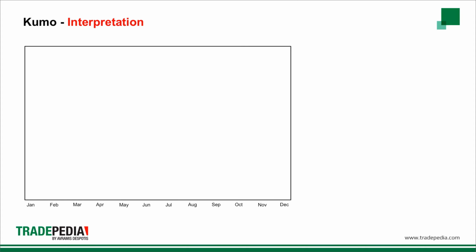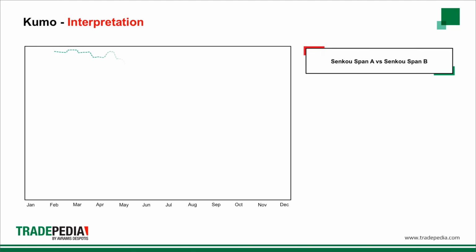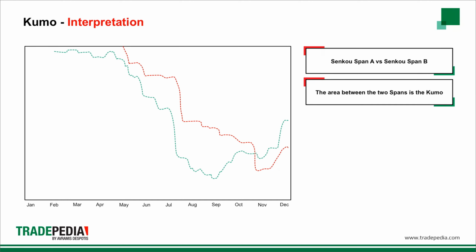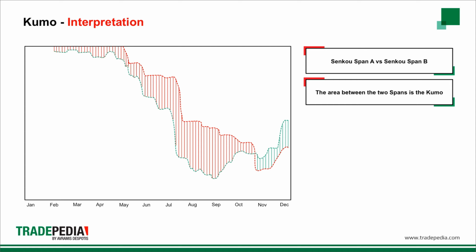Okay, so let's look at the cloud itself. So the cloud, right, you know that the area is formed by the two spans. So our spans A and B, right? So span A and B will form your cloud. And there are two ways to identify the trend using the cloud. Okay, so when we look at the cloud itself, let's look at how we can interpret them. Okay, so Senkou span A and B, right? You can see, for example, this is A and B, and it forms your cloud. Okay, so the area between the two spans, it forms the Kumo. Okay, so how do we use this to identify whether it's in an uptrend or in a downtrend, right?